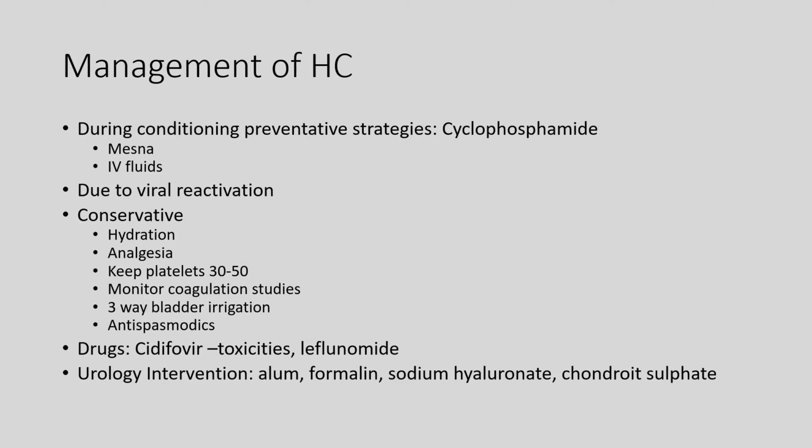And when you experience bleeding from stage 2 to 4, then you may require the urologist to help, and agents being used are things like alum and formalin. This is where we are with our patient currently. So tomorrow she's going to have alum inserted via 3-way catheter.